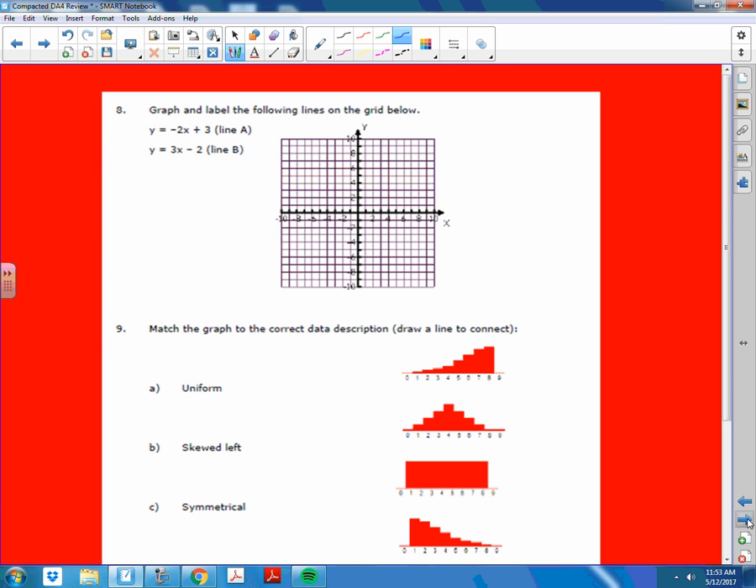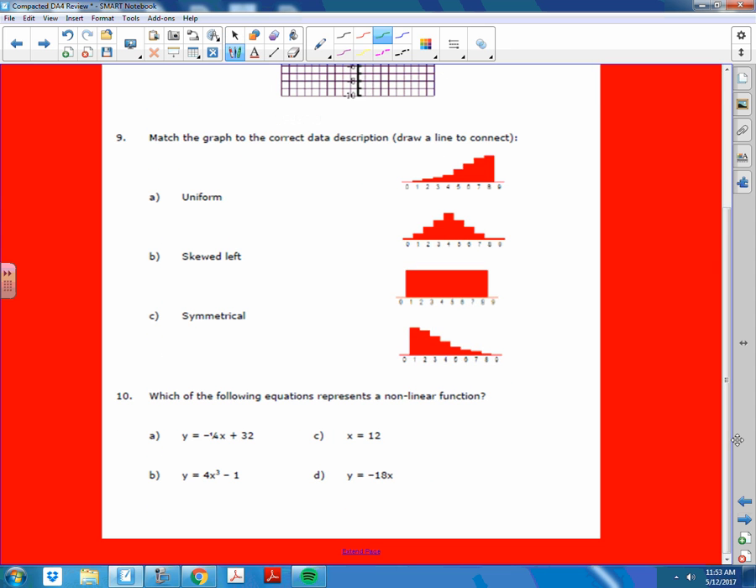So on number 8, for line A, we start at the y-intercept of 3 and we go down 2 over 1. We graph it that way. For line B, we start at y-intercept of -2 and we would go up 3 over 1. If I said what ordered pair satisfies both equations, you're looking for where they intersect. (0, 3). Okay?